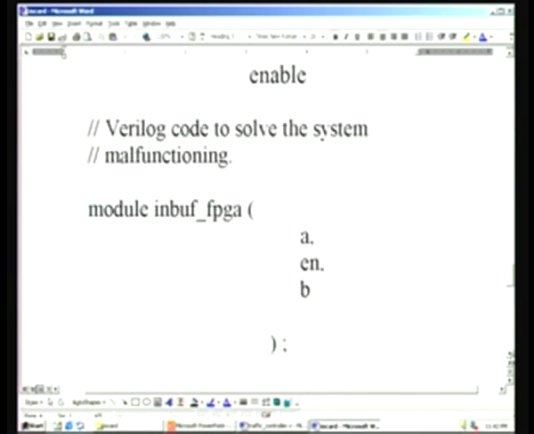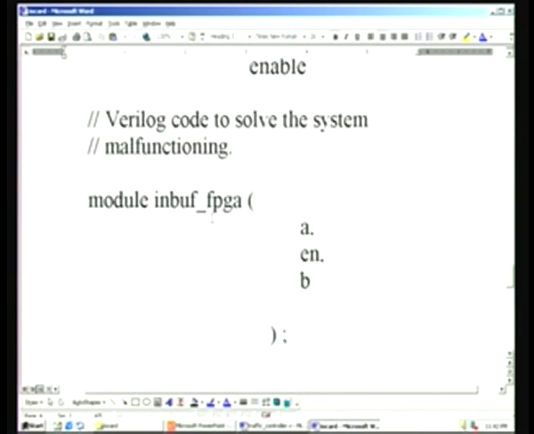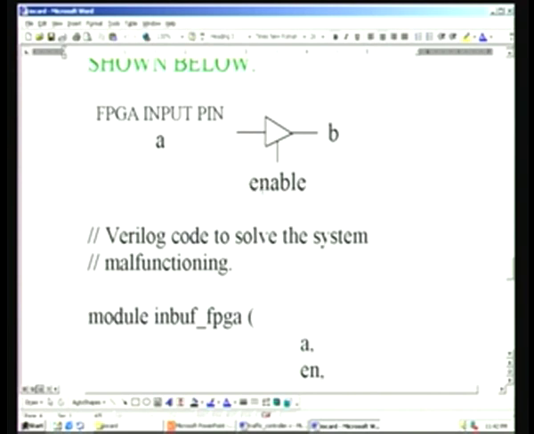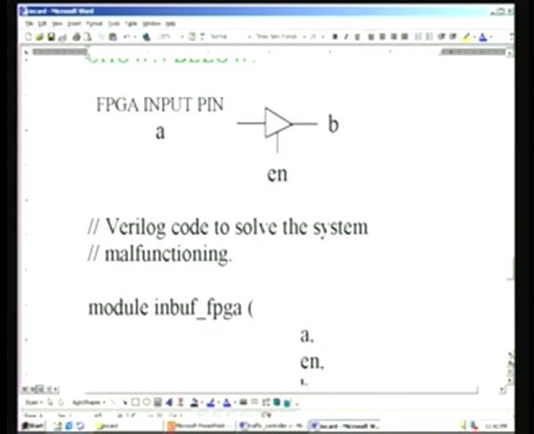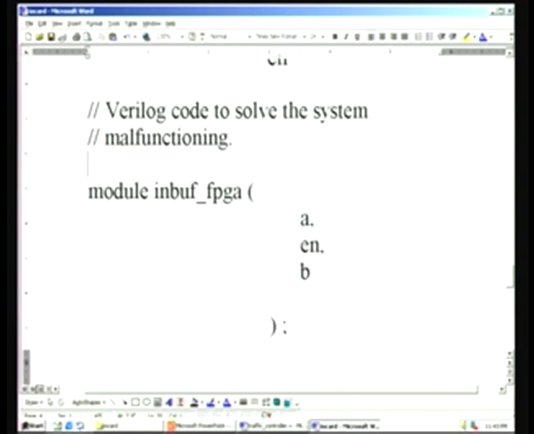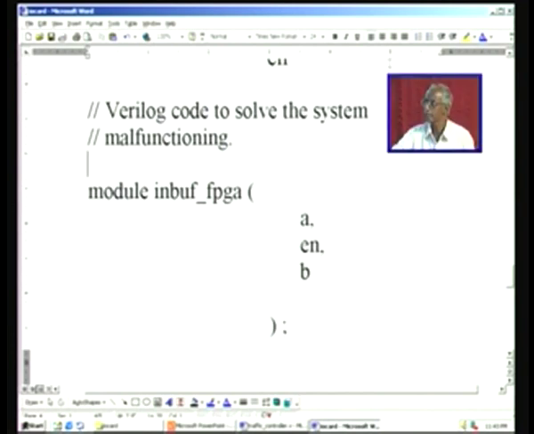If you do this configuration, the corresponding Verilog code is given here, and it is very simple. This is the module declaration, and A and B are what we have already seen, and enable is the enable for this. When enable is on, then A will be communicated to B, and A will be connected to a DIP switch or a BCD switch, thereby connecting it to the FPGA pin after the tri-state buffer.